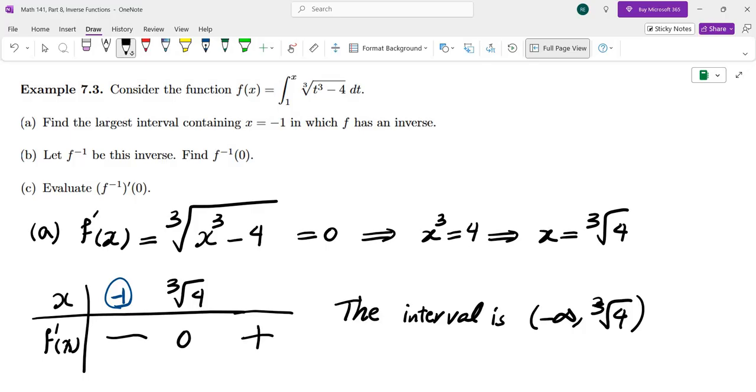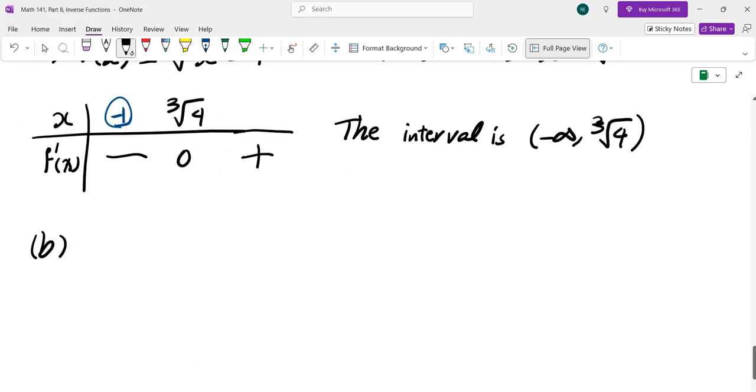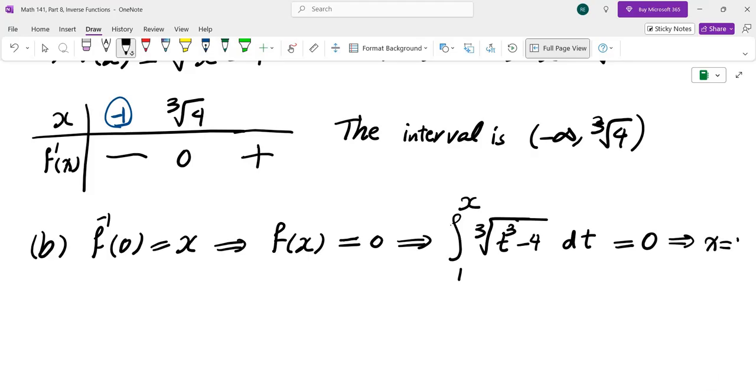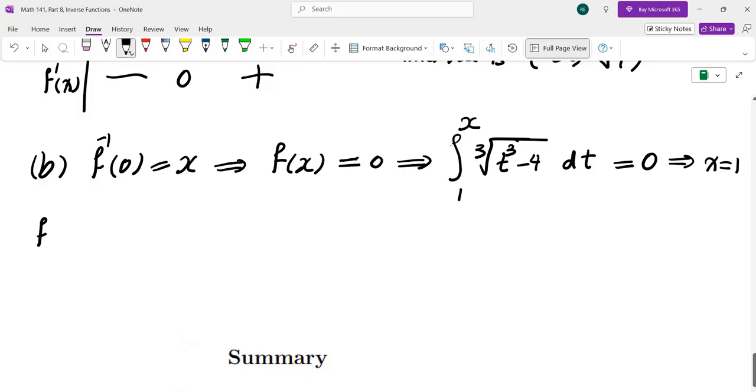Let f inverse be this inverse, find f inverse of 0. So f inverse of 0 equals x. So that means f of x equals 0. Let's write down what f of x is. f of x is the integral from 1 to x of the cube root of t cubed minus 4 dt. So this integral is 0. We know that every integral from a number to itself is 0. So that tells us that x is 1. Now notice that 1 is in fact in this range. 1 is less than cube root of 4. So that's nice. So that means f inverse of 0 is in fact 1.